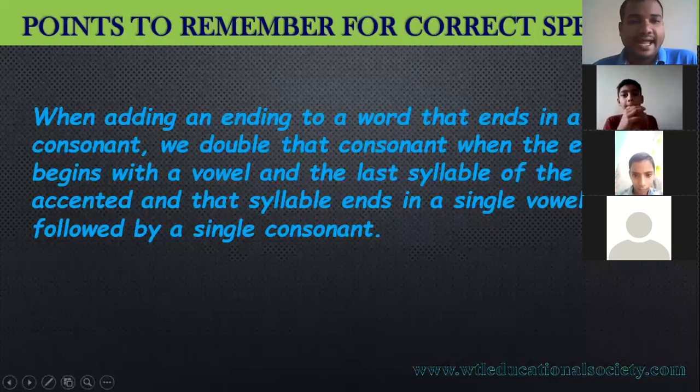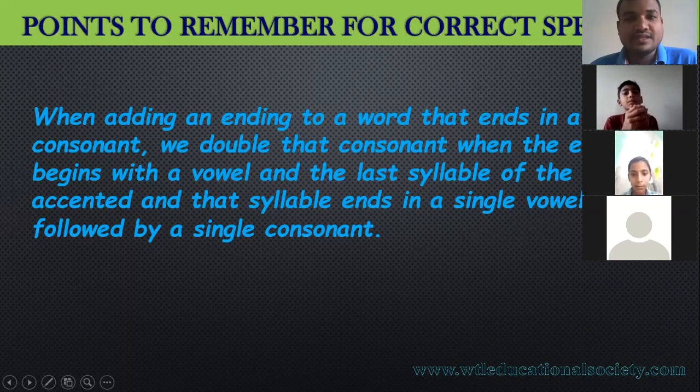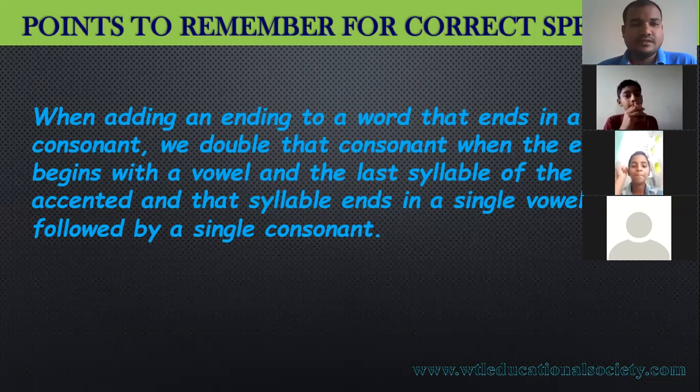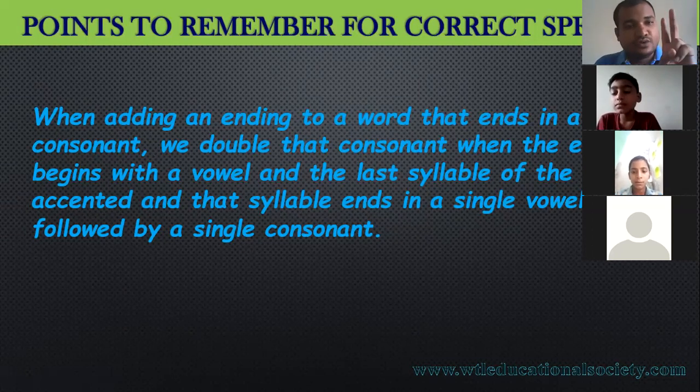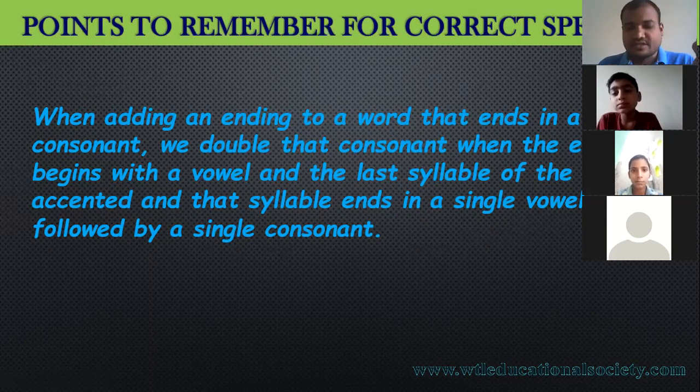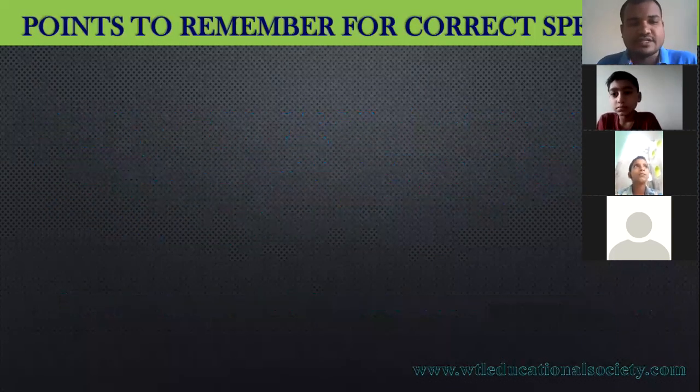So when adding an ending to a word that ends in a consonant, we double that consonant when the ending begins with a vowel, and the last syllable of the word is accented, and that syllable ends in a single vowel followed by a single consonant. Okay, so when we are adding an ending to a word that ends in a consonant, we need to double that consonant. Okay, we are going to be doubling the consonants. Let's see how we are going to do it.